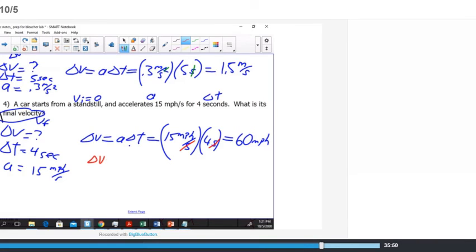We have delta V equals vf minus vi, or we can write this as vf equals delta V plus vi. Delta V we know is 60. Vi we know is 0. We know we have a vf of 60 miles per hour.